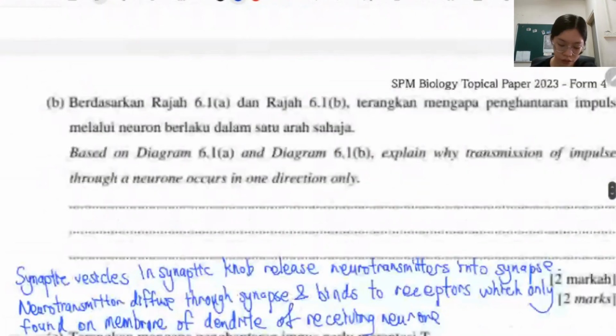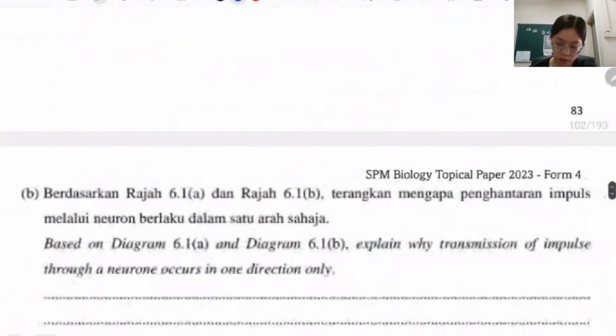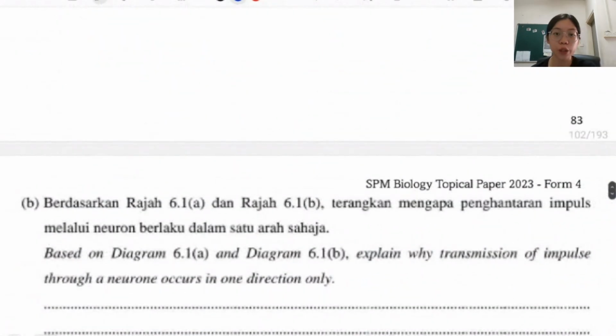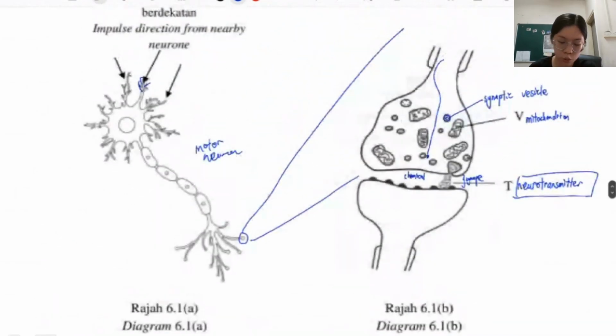Okay. Moving on to this part. The transmission of impulse through a neuron actually occurs in one direction. Maybe students might not understand what this means. So why is it transmitted in one direction? It cannot flow back like that. It is only one direction, from this synaptic node into here.